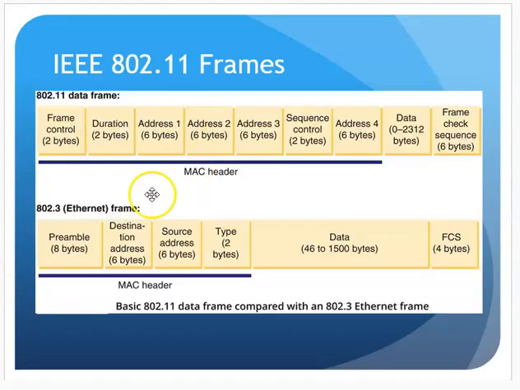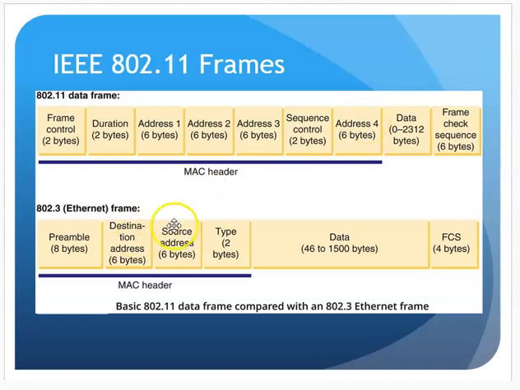Here's the comparison of our typical Ethernet frame and then our wireless frame fields. Thinking back to when we looked at Ethernet frame fields before: preamble, destination address, source address, type, and then data. Well, with a wireless network, we need a couple additional fields. We have that frame control field. We have address 1, 2, 3, and 4.